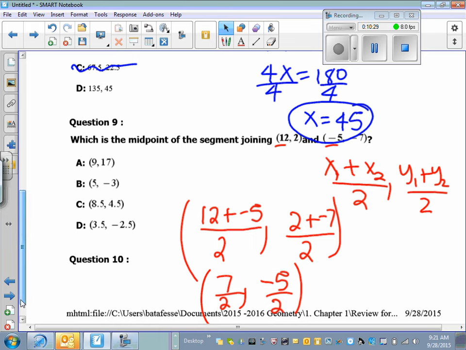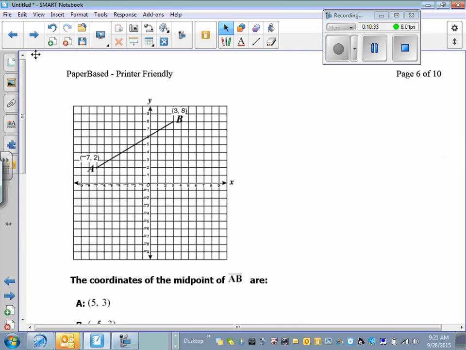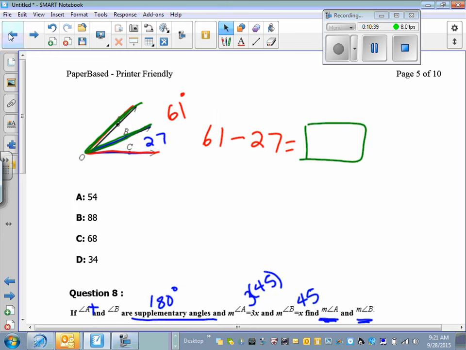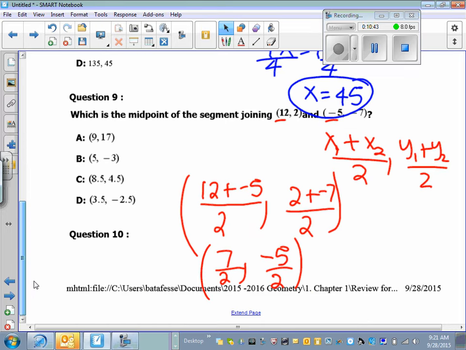Okay. Number 10 is on the next page. All right. The coordinate of the midpoint of A and B are. It's the same thing as this problem here, number 9, which we just did. The only difference is this one is given in terms of coordinates. They gave you the coordinates like this.